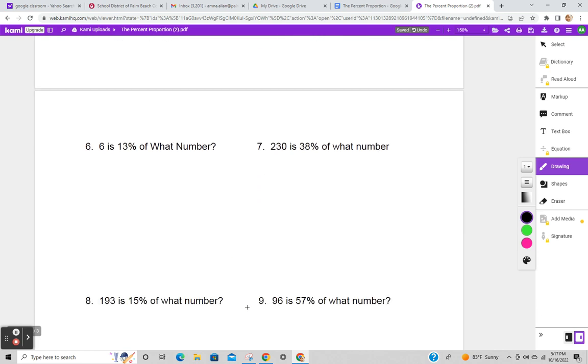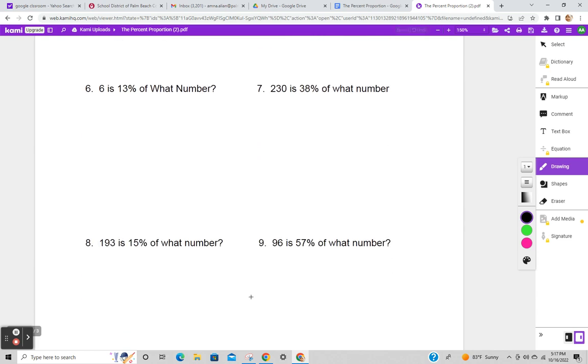All right, moving on to number 6. Now they vary the way they are worded, so you have to be careful because sometimes you're looking for the number that goes with is, sometimes you're looking for the number that goes with of, and sometimes you're looking for the number that goes with percent. So this one here, we're going to find that this one will be a little different. So 6 is, so we have the number that goes with is, we have our percent, but we don't have our of. You see here, of what number? We don't have our of in this case.